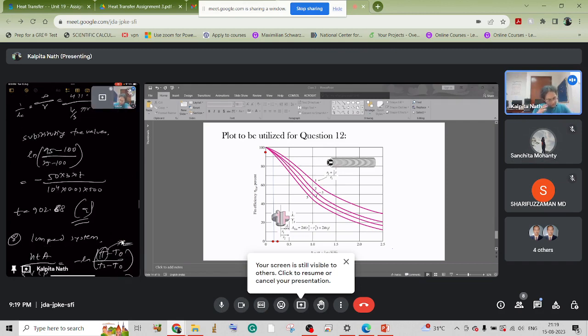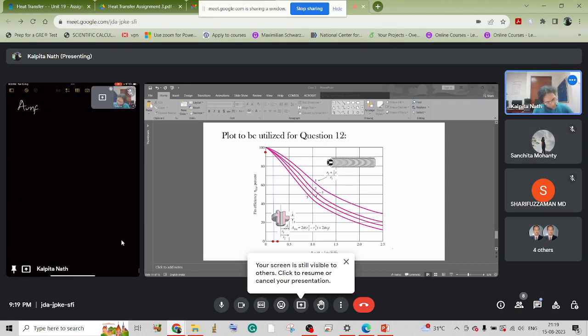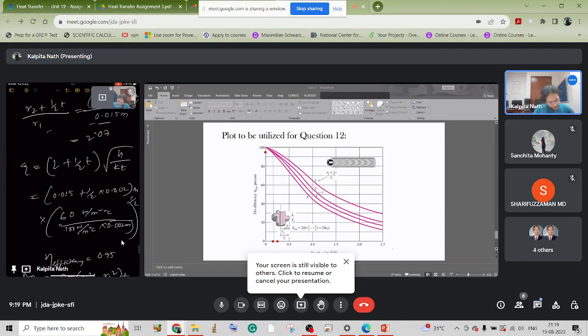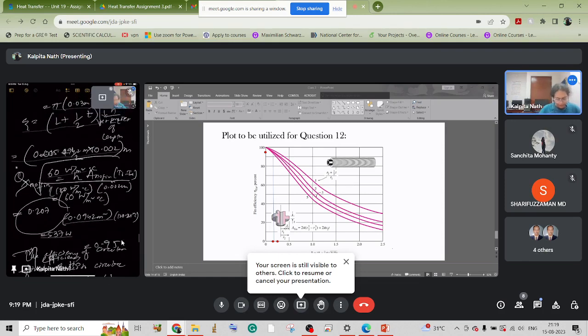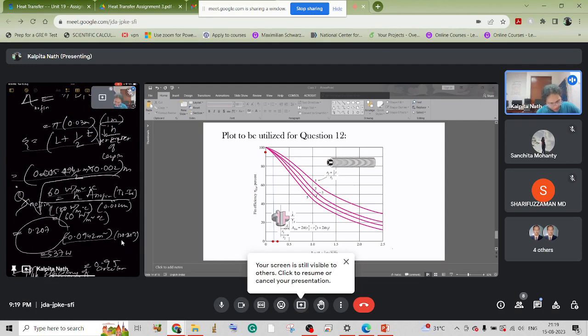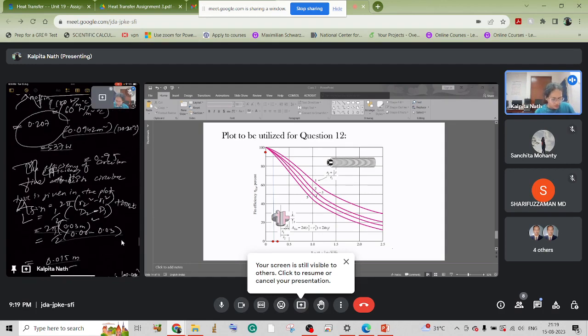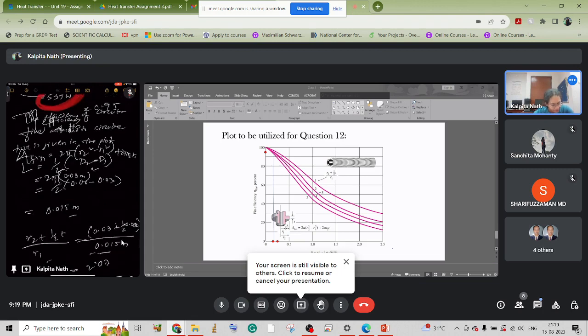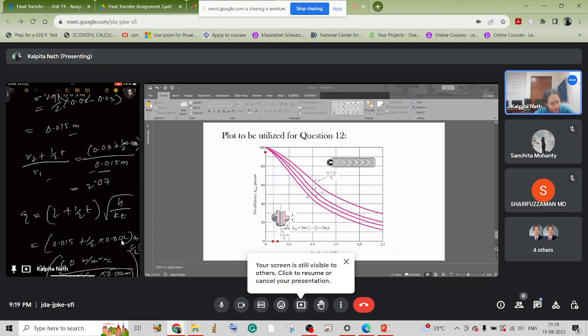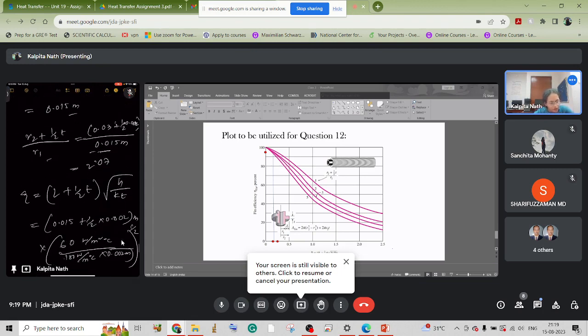It is a lengthy problem though. See, actually the writing pad was malfunctioning, but we have found out 537. Let me use some other color. This 537 is the heat transfer without fin. And with fin also, we need to use the efficiency plot.